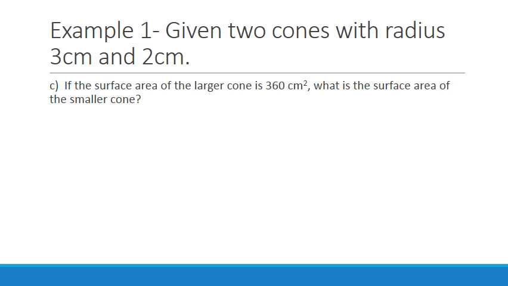Part C. If the surface area of the larger cone is 360 centimeters, what is the surface area of the smaller cone? They're dealing with surface area, and if we know the surface area of the larger one, we can find the smaller one. They're similar, so they should be related.